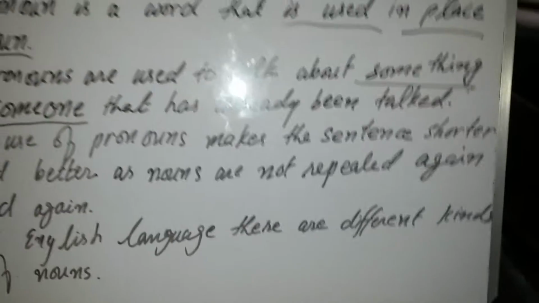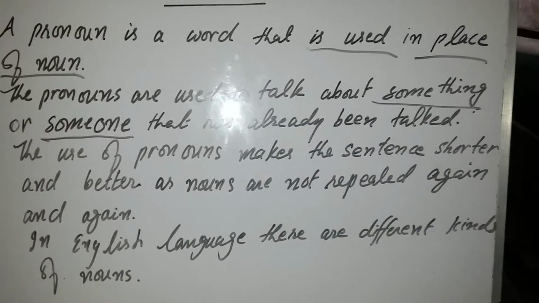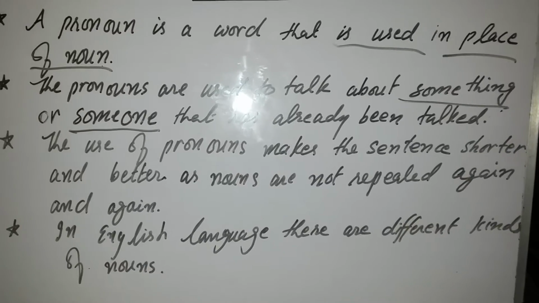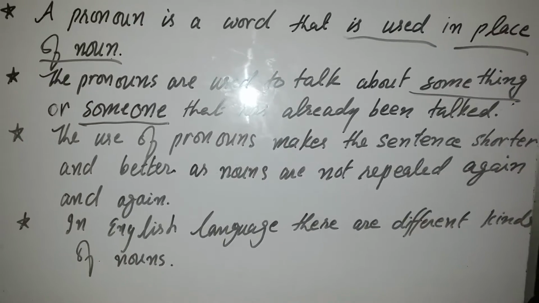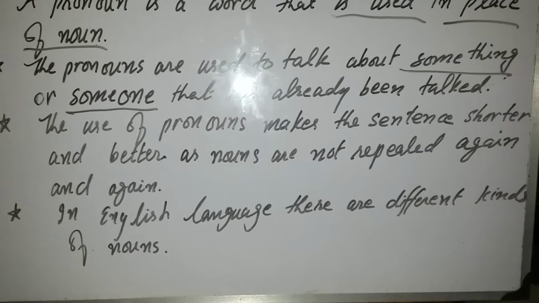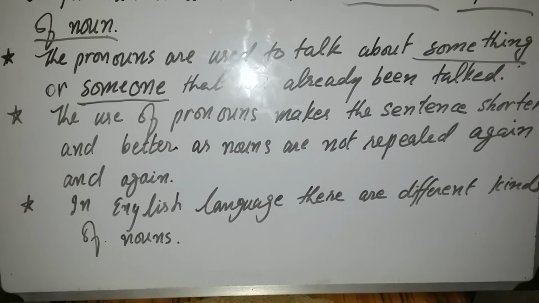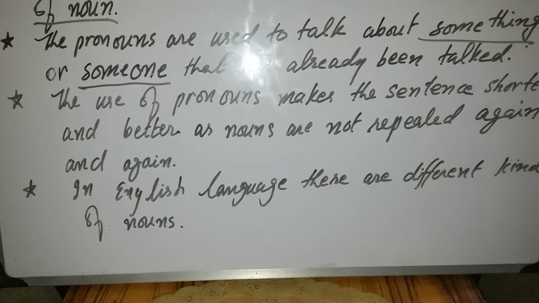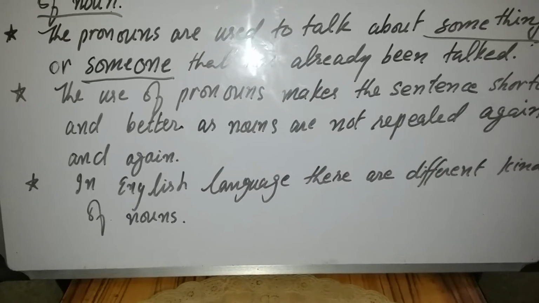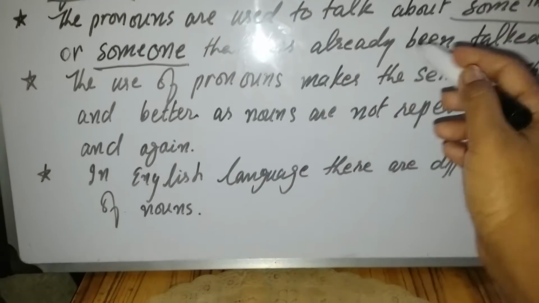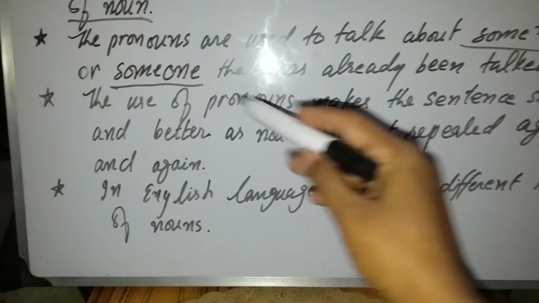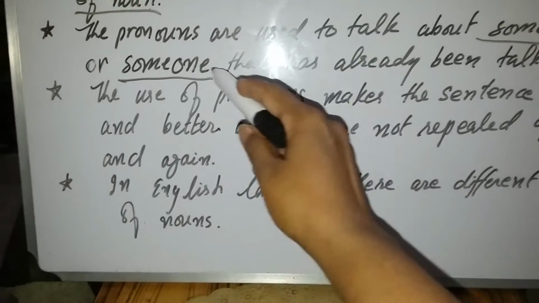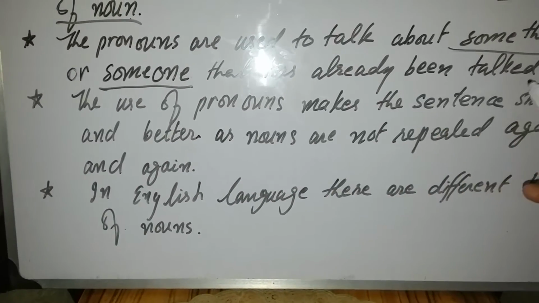For example, if I say, Ali is a good boy, he is a student of 10th class. Now, "he" is a pronoun which I am using instead of Ali, and when I use "he", it means the name of the person has already been talked about, that is Ali. So we can say pronouns are used to talk about something or someone that has already been talked about.